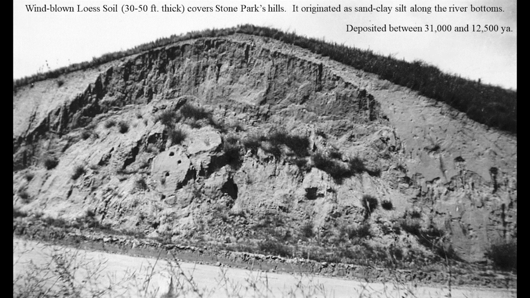And now we get to the Loess soil, and that's the thing that really makes our part of Iowa unique, is that Loess is something that's only found in a few places in the world, and it's formed under very unique conditions. So if you can imagine, the Loess in our area was formed between about 31,000 years ago to about 12,500 years ago, when the last glacial period came to an end.